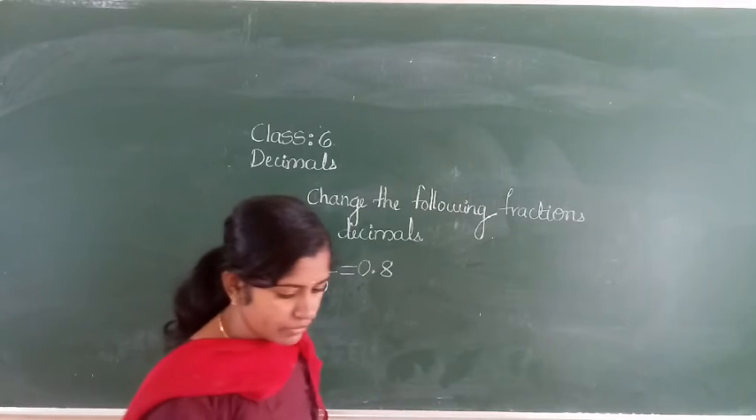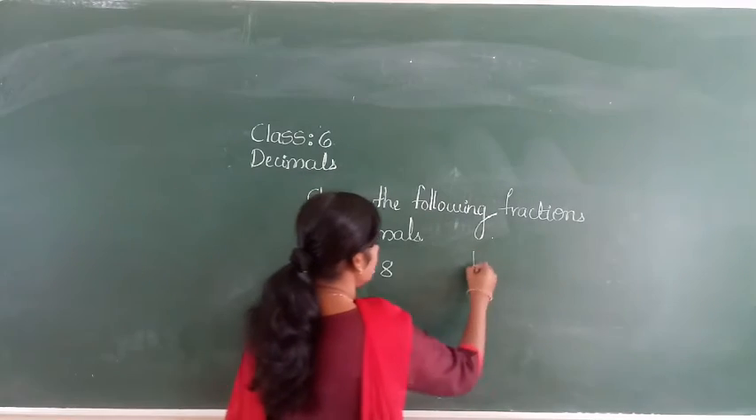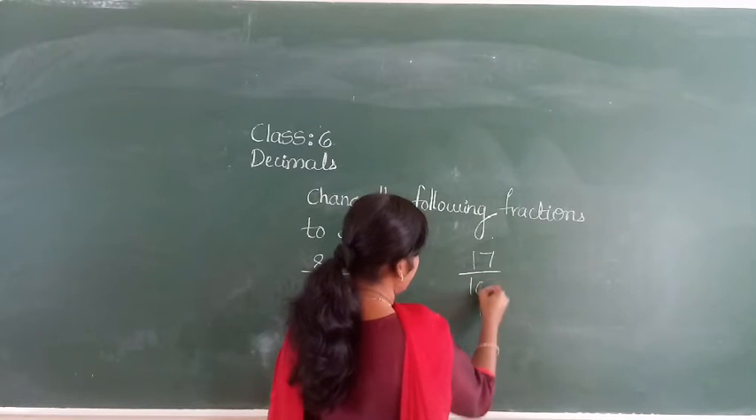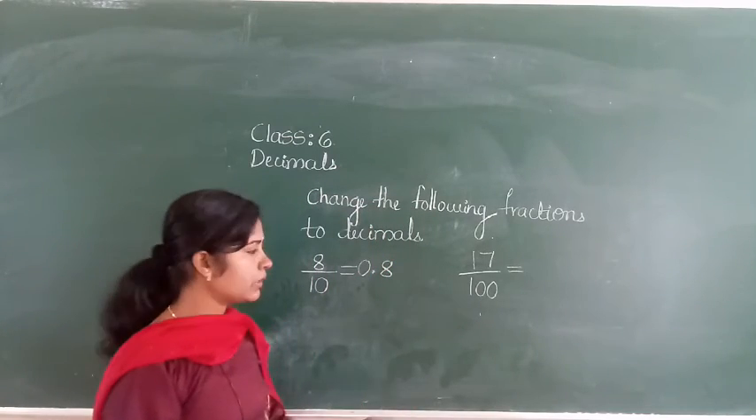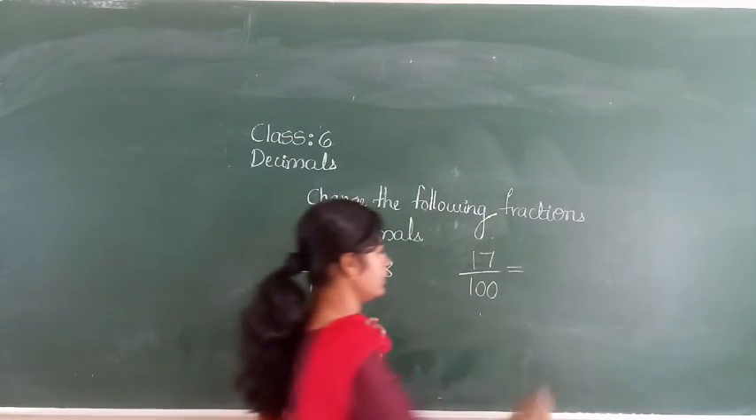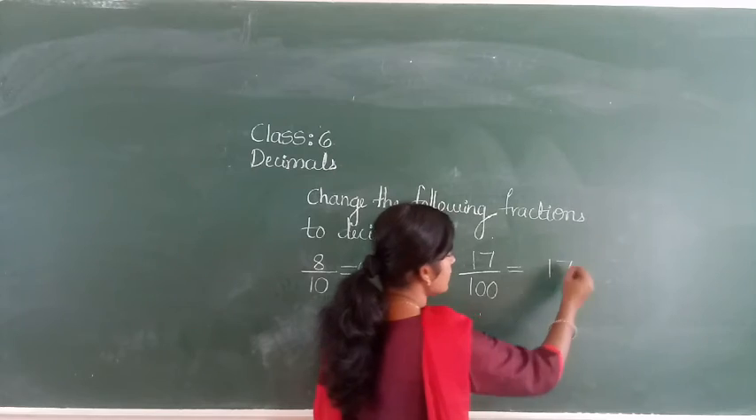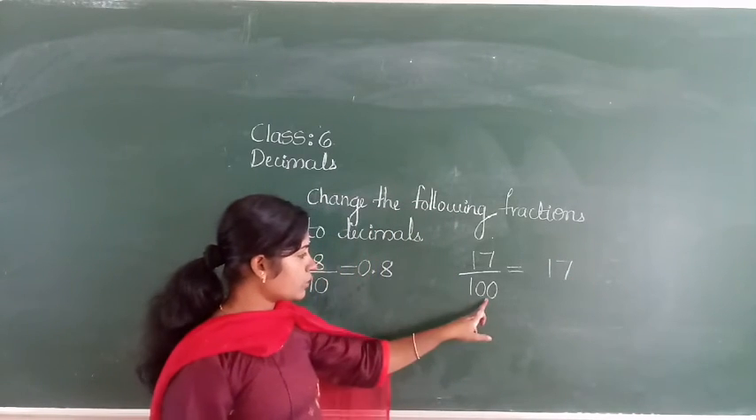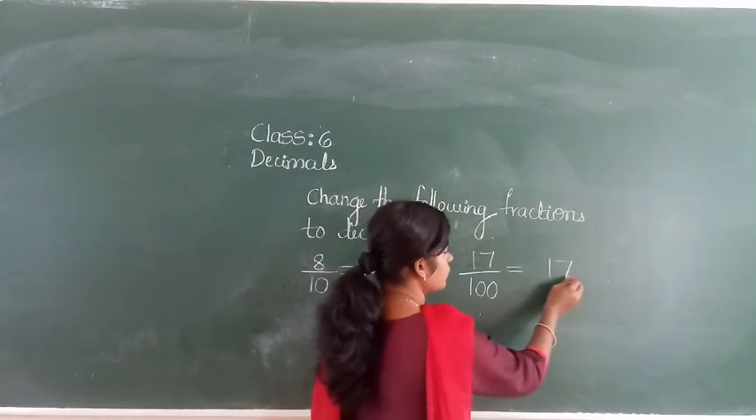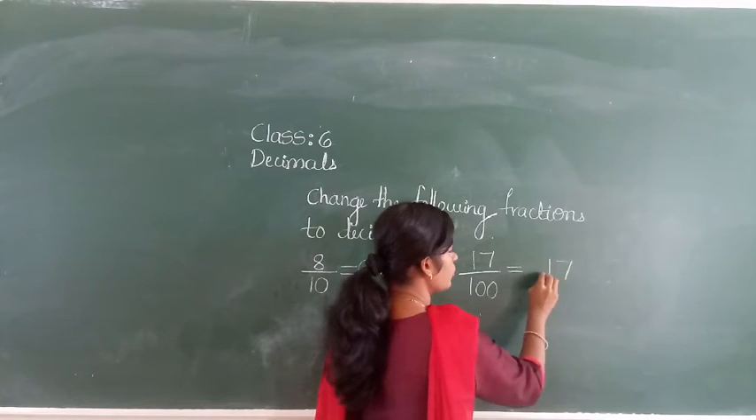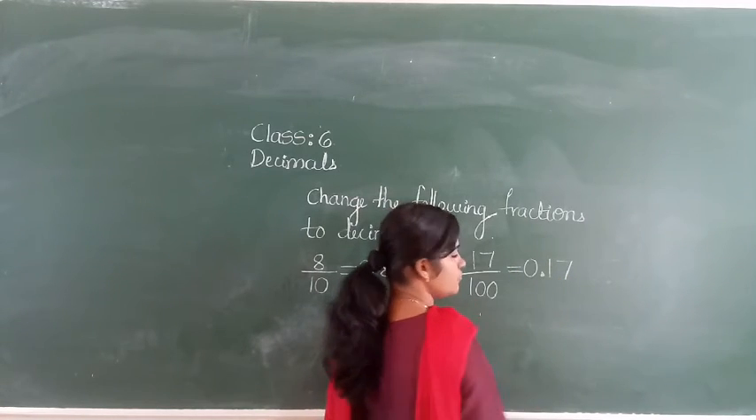Next, I will take one more example here. 17 by 100. Okay, 17 by 100 is there. Then the first step you have to write the numerator. What is there in the numerator? 17. Then count in the denominator how many zeros are there? 2 zeros. Then after 2 digits, 1 2, you have to give the point and give here 0.